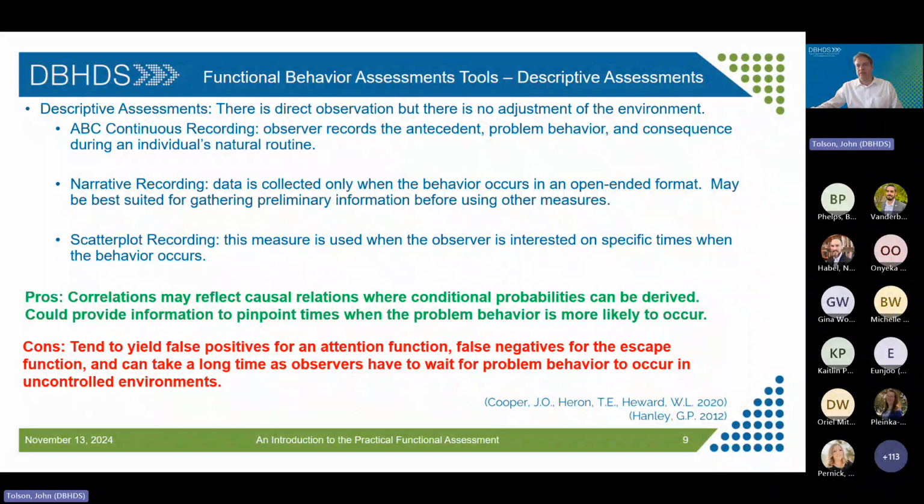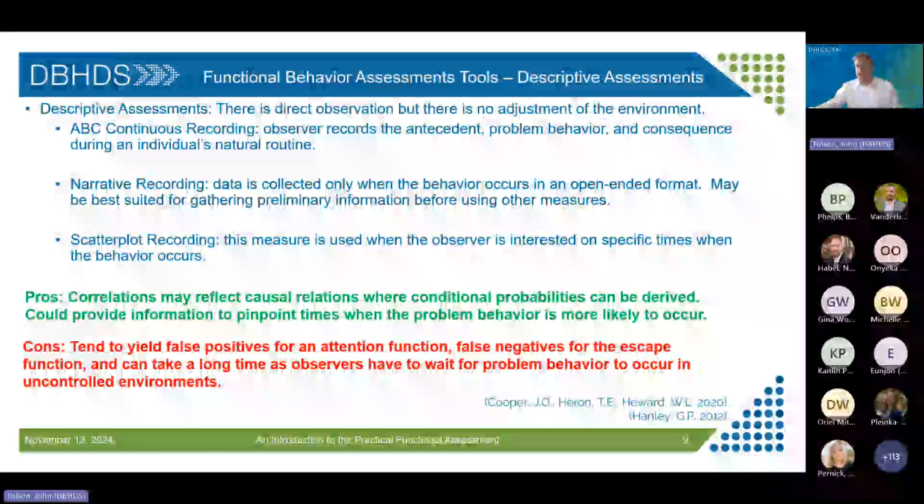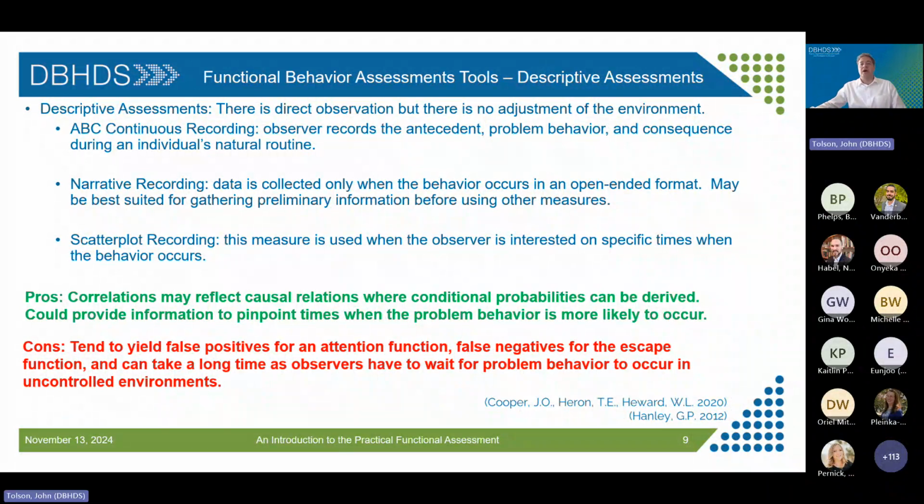Pros of descriptive assessments: correlations may reflect causal relations, where conditional probabilities can be derived, and they could provide information to pinpoint times when problem behavior is more likely to occur.